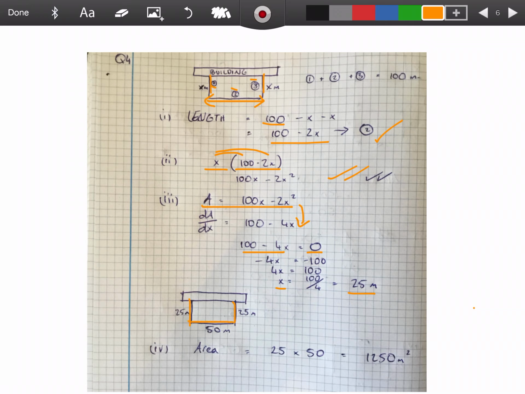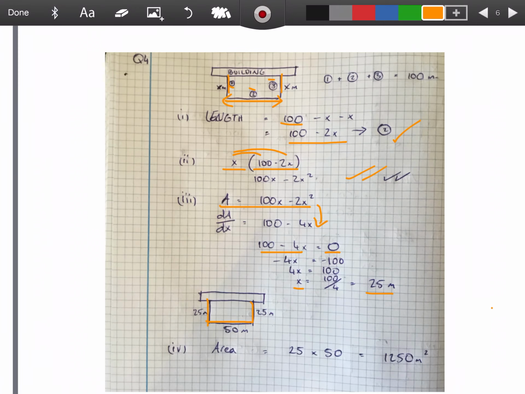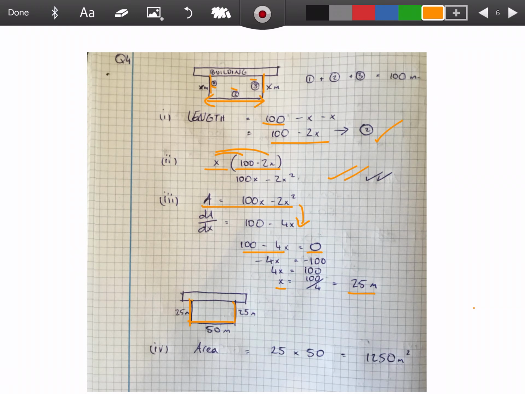And the final part, it asks find the maximum area of the enclosure. Again, the enclosure is length by width. So 50 by 25 or 25 by 50. And it gives it the unit meters squared. Be careful. Okay, so that's question 1, 3, and 4.